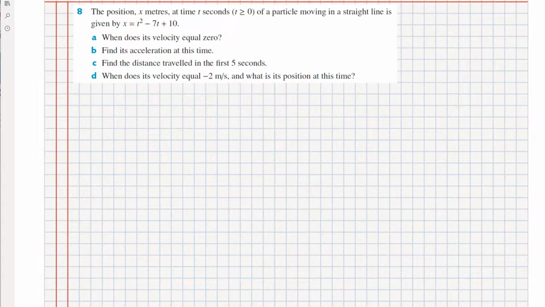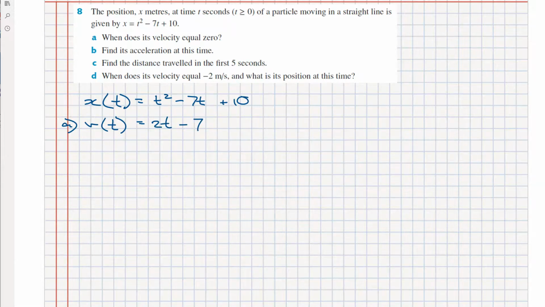The position x meters at time t seconds, where t is greater than or equal to 0, of a particle moving in a straight line is given by x equals t squared minus 7t plus 10. When does its velocity equal 0? So if x of t is defined as t squared minus 7t plus 10, this is our displacement function, then our velocity function is going to be the first derivative, so it will be 2t minus 7.